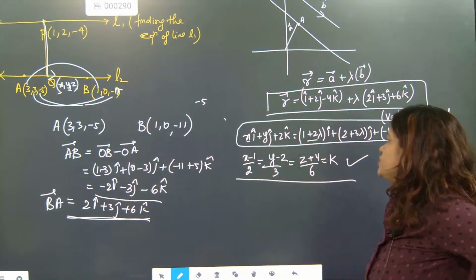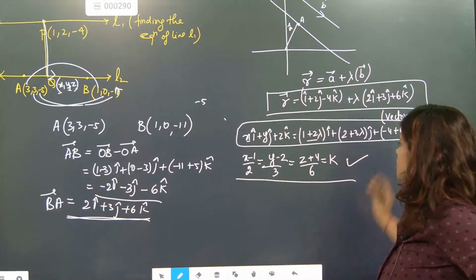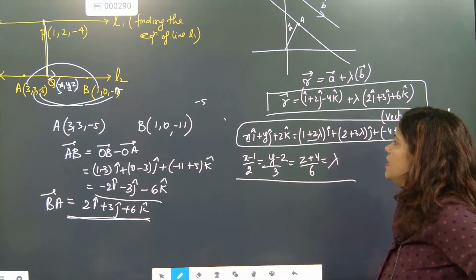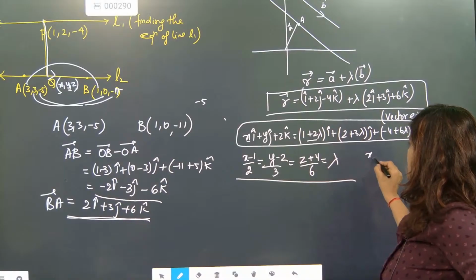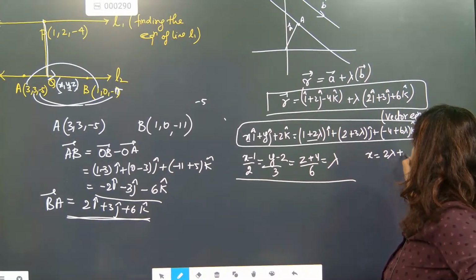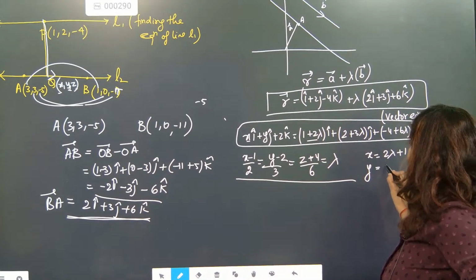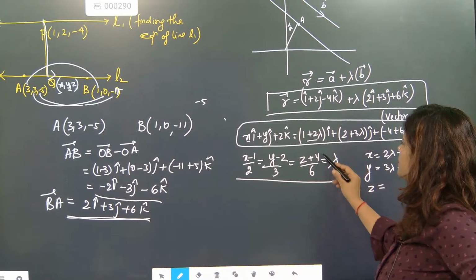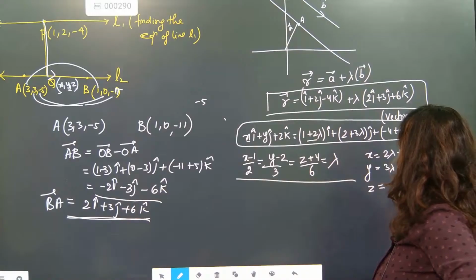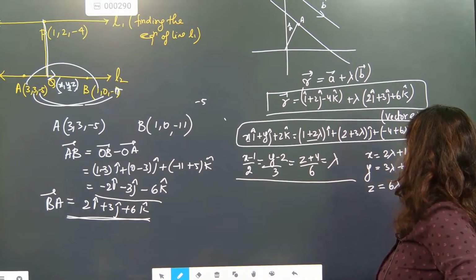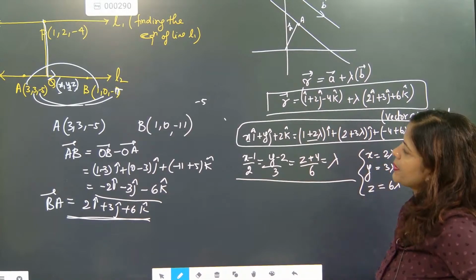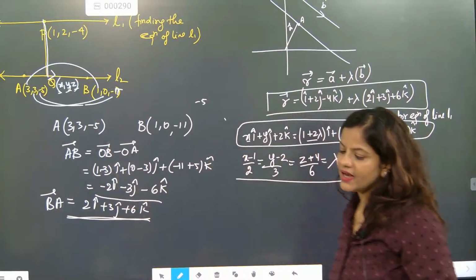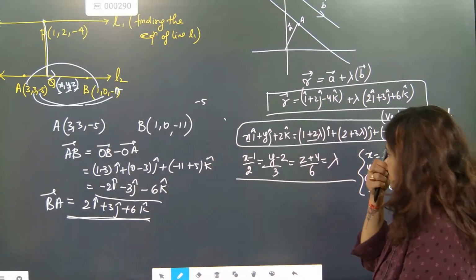Till here everybody understood or not? This k, sorry, lambda we are getting. So x will be equal to 2 lambda plus 1, y will be equal to 3 lambda plus 2, and z will be equal to 6 lambda minus 4. We are going to substitute these x, y, z values here, and that will give you the distance. Let's check this one out.